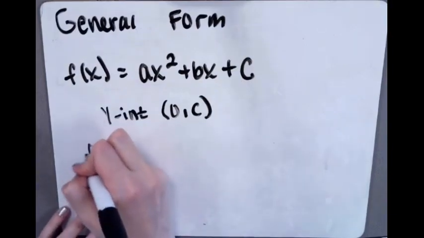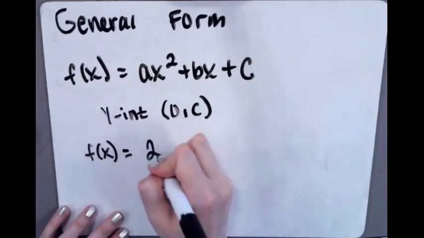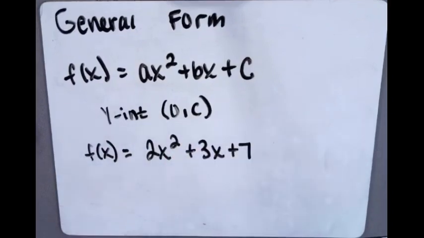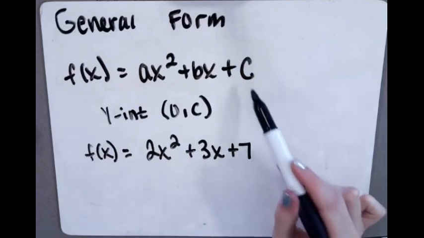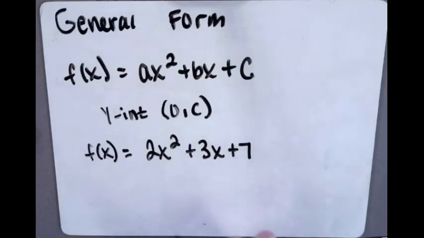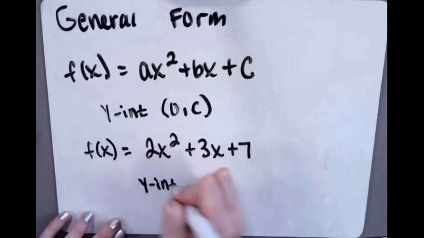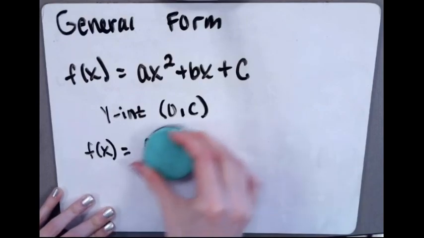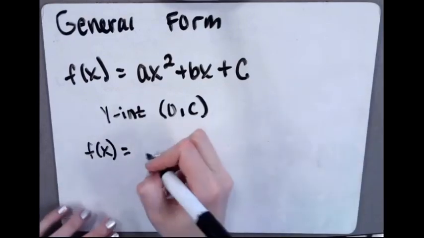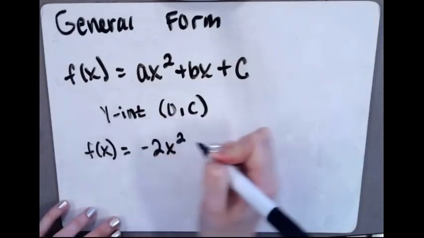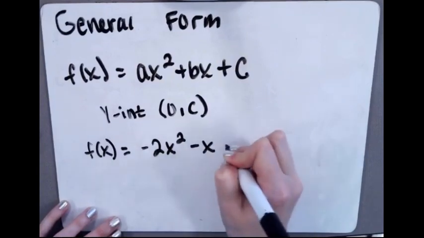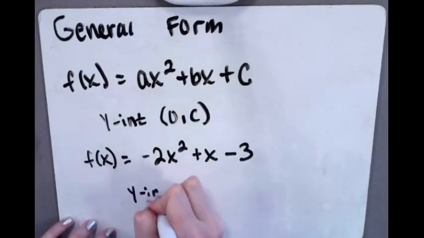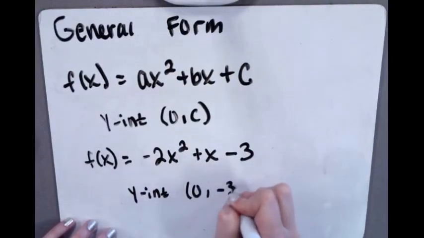Example, let's say we have f of x equals 2x squared plus 3x plus 7. Our c is 7. So this function would have a y-intercept of (0, 7). Another example. And would have a y-intercept of negative.